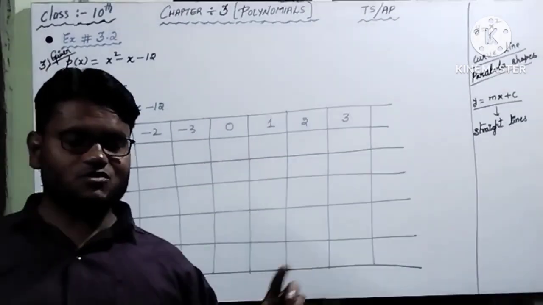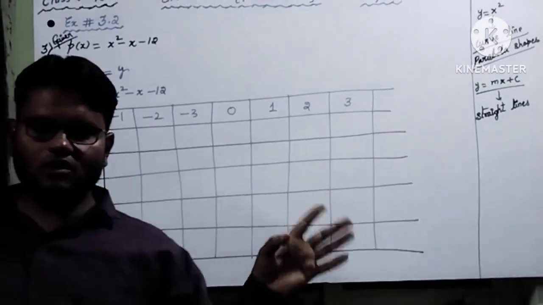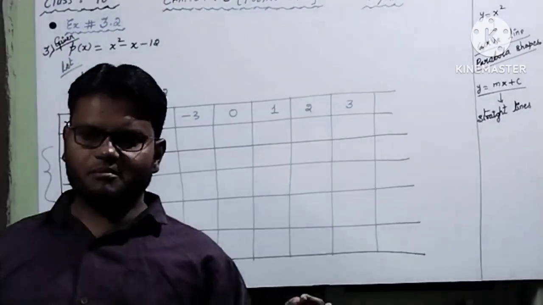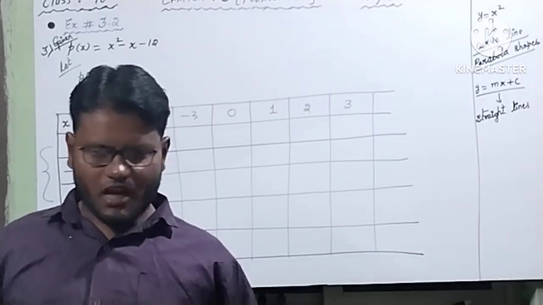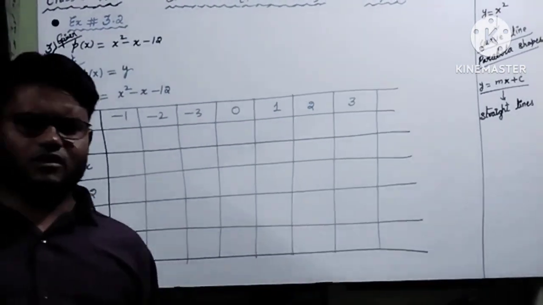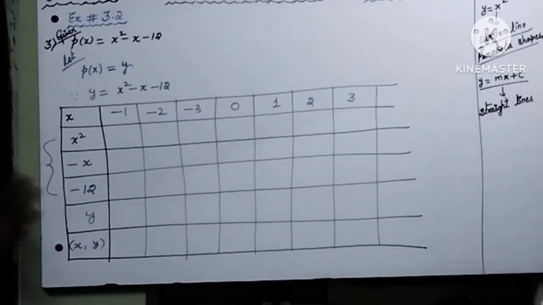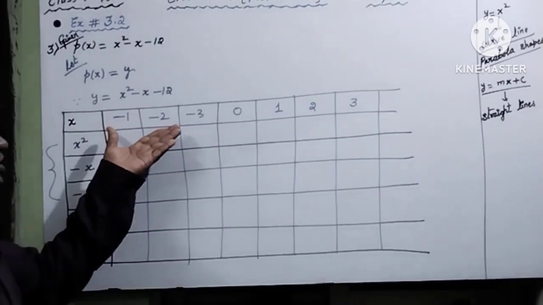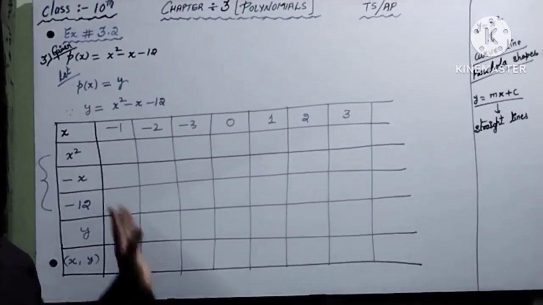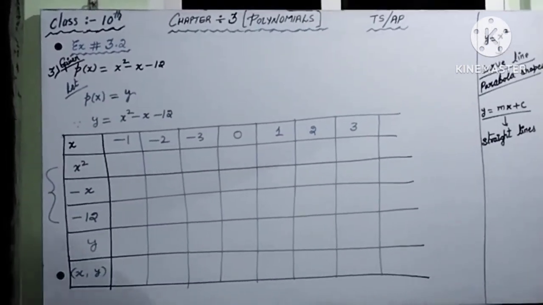Here we just have to take these points only: minus 1, minus 2, minus 3, 0, plus 1, plus 2, plus 3. You can change the order also, like plus 1, plus 2, plus 3, minus 1, minus 2, minus 3, 0. Otherwise 0, 1, 2, 3, minus 1, minus 2, minus 3. You can take any numbers here. You can take positive first, or you can start with 0. Any numbers you can take.